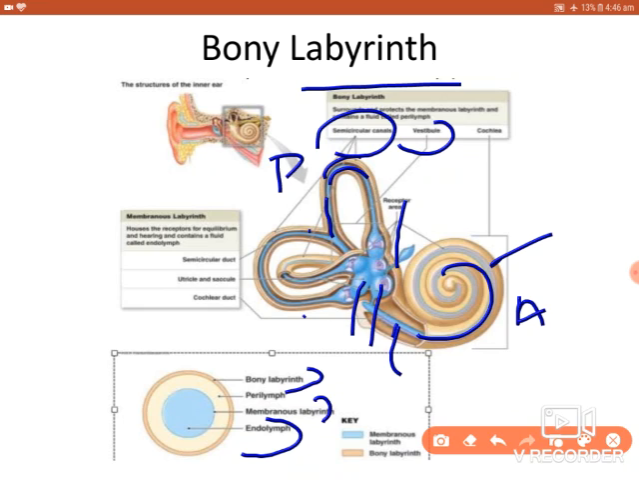So the mechanical signals from the middle ear get converted into electrical signals, which transmit information through the auditory pathway to the brain, which allows the brain to hear and understand sounds. That is the function of the inner ear.